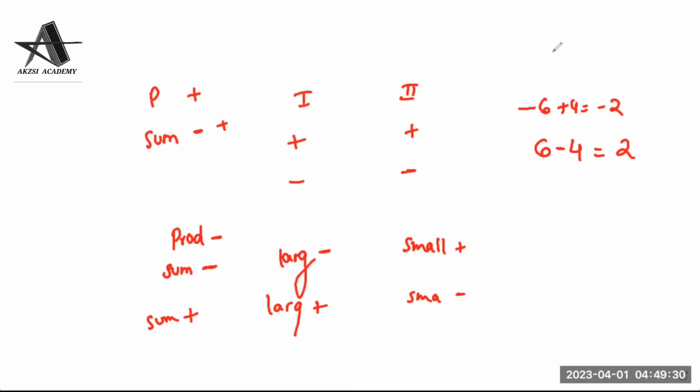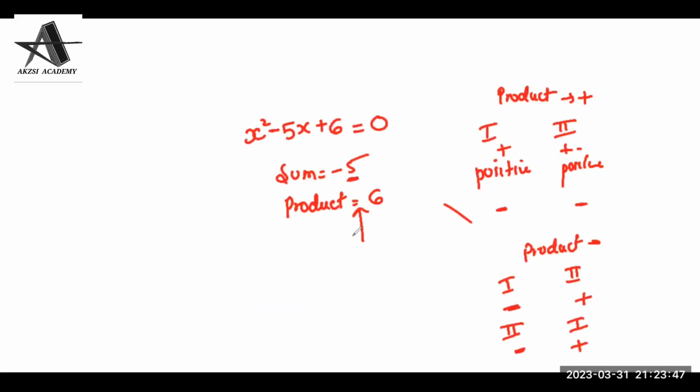Okay, coming back to the question that we were doing. In this case, product is positive. That means I have these two possibilities. Both numbers can be positive, both numbers can be negative. Sum is negative. If both numbers are positive, it's not possible to have a negative answer. It means obviously both numbers are negative. So I have to think of two numbers. Their product is 6 and both numbers should be negative. That's why the sum should be negative 5.